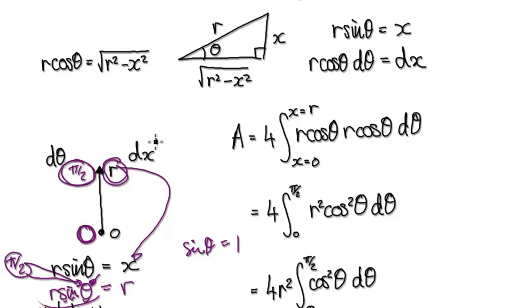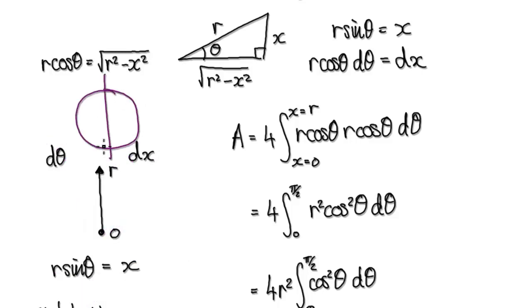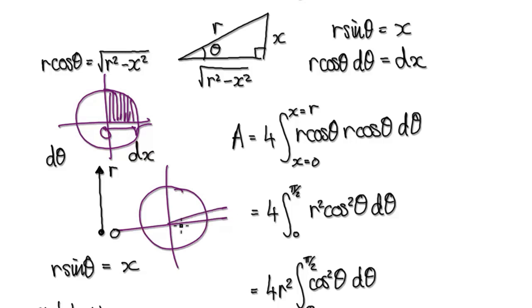Well, in the dx world, you're integrating from 0 to r. In the d theta world, you're integrating from 0 to pi over 2. So what that means is this. You've got our circle here. In the dx world, you're integrating it from 0 to r. In the d theta world, you're really integrating it from an angle of 0 to an angle of pi over 2.